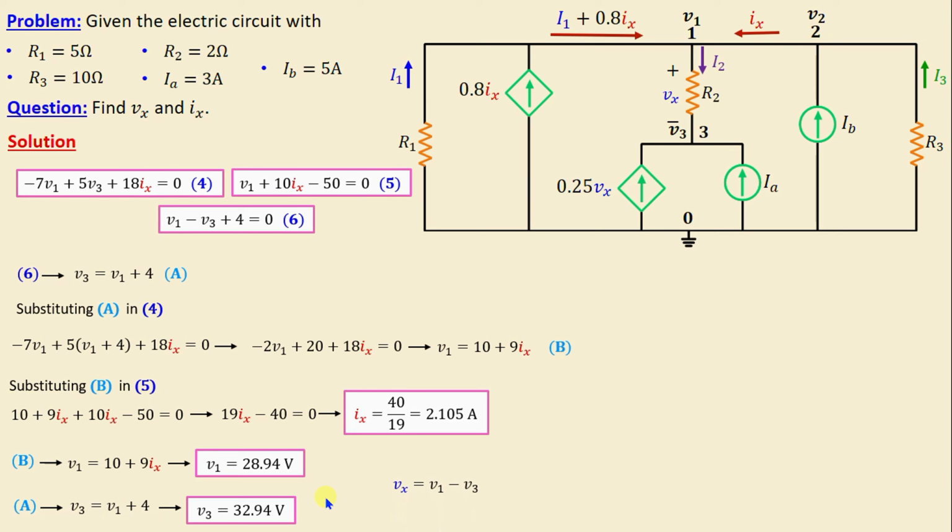We know that Vx is equal to V1 minus V3. That means Vx is equal to 28.94 minus 32.94. We get Vx is equal to negative 4 volt. After completing the calculations, we conduct a simulation using SPICE to verify our results. Now let's proceed to the SPICE environment.